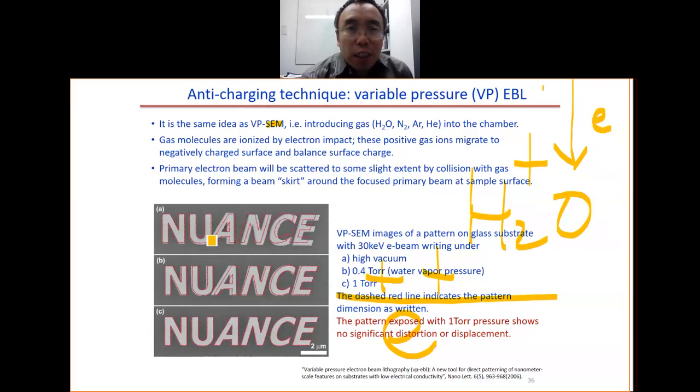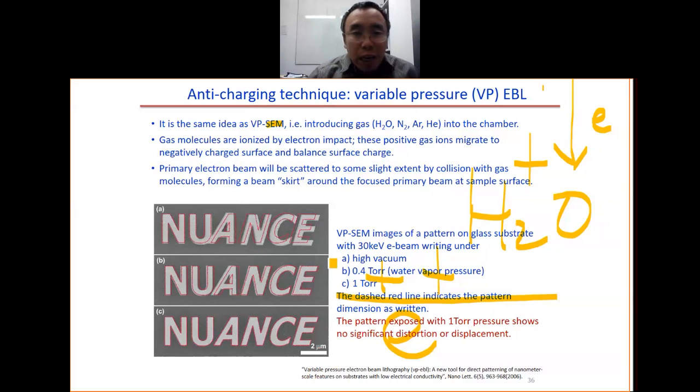Here is an example of variable pressure electron beam lithography. This is from NUANCE, the Northwestern University Atomic and Nanoscale Characterization Experimental Center. This work is from Northwestern University in the US.